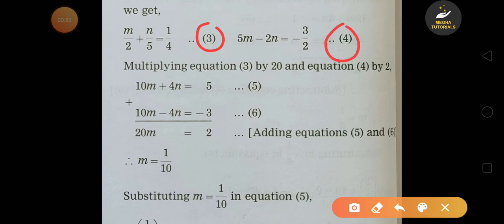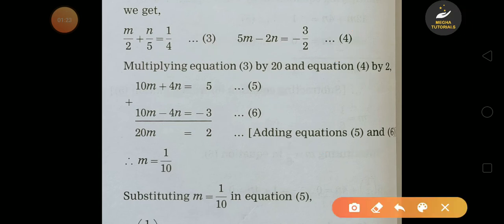We solve equations 3 and 4 using the elimination method. So we'll multiply equation 3 by 20. So we'll get 10m plus 4n is equal to 5, that is equation 5, and equation 4 by 2. So we'll get 10m minus 4n is equal to minus 3, that is equation 6. In equations 5 and 6, the sign of 4n is plus and minus. Therefore we will add equations 5 and 6.